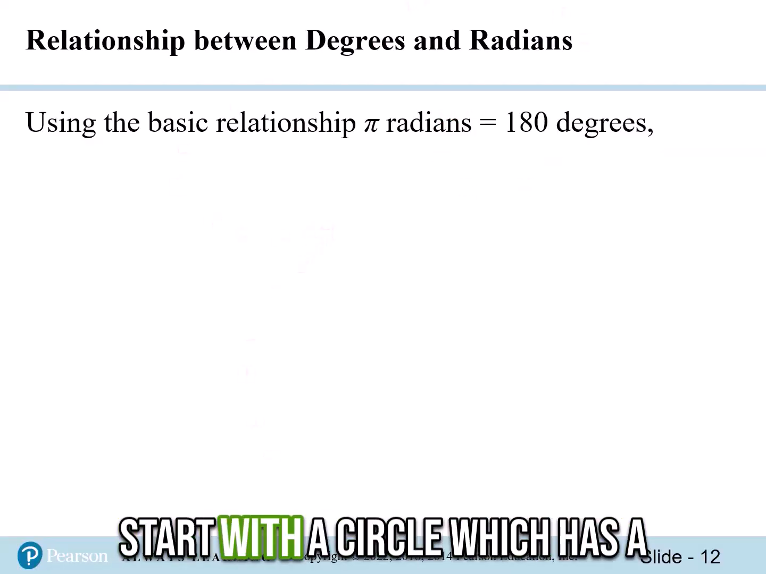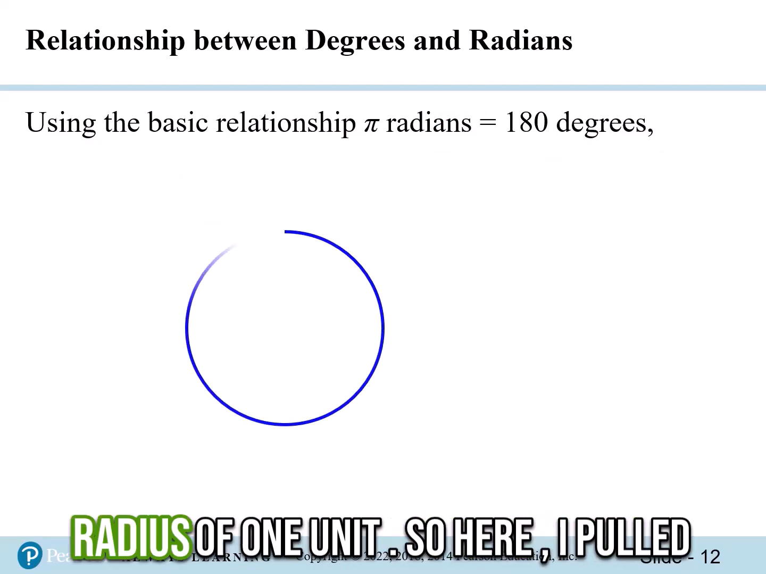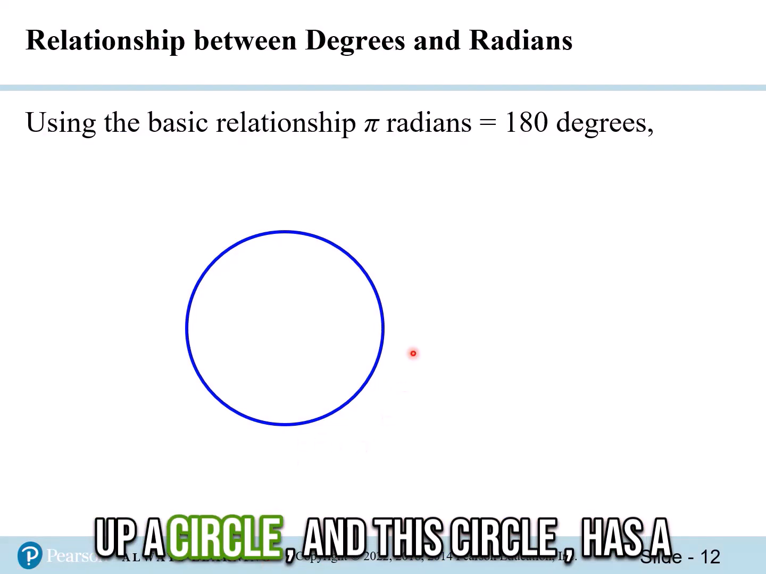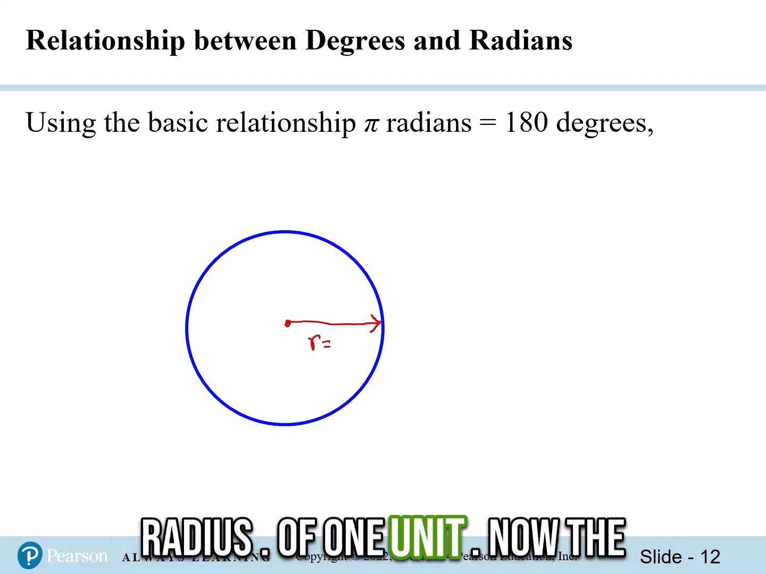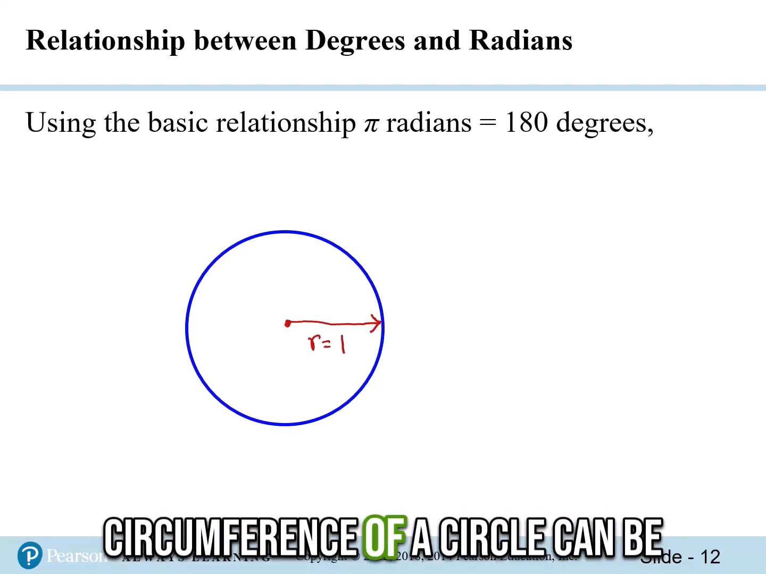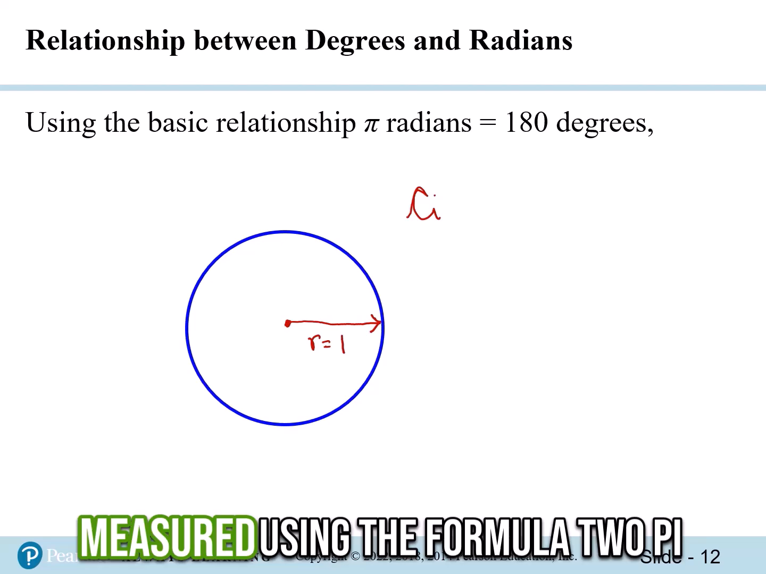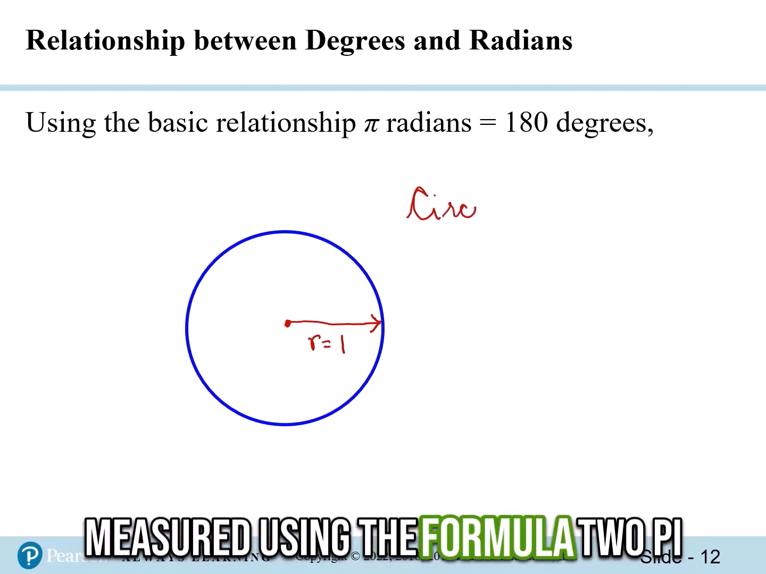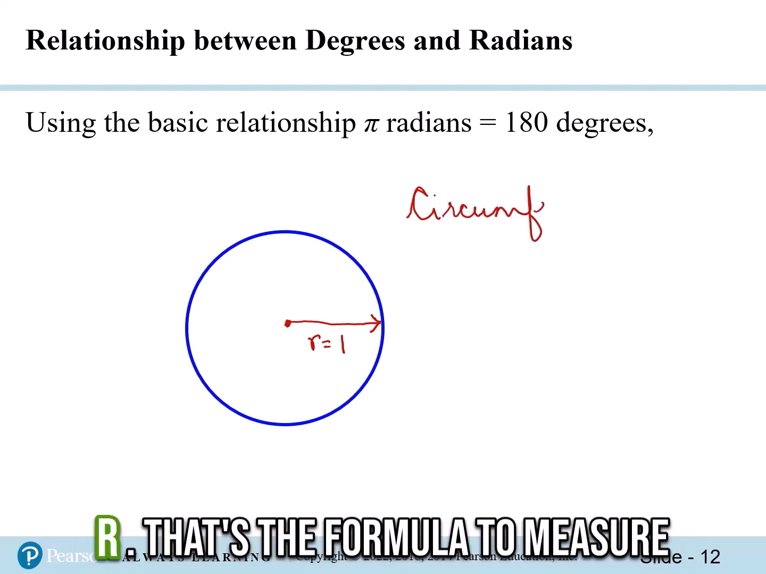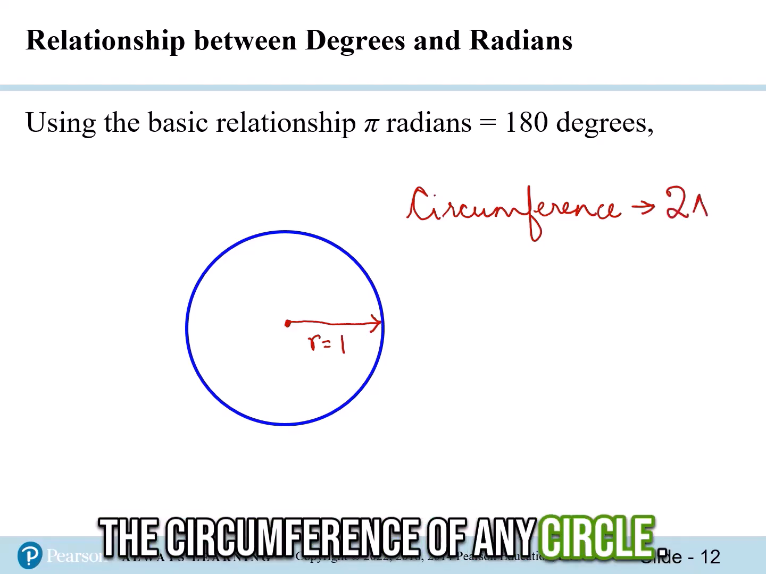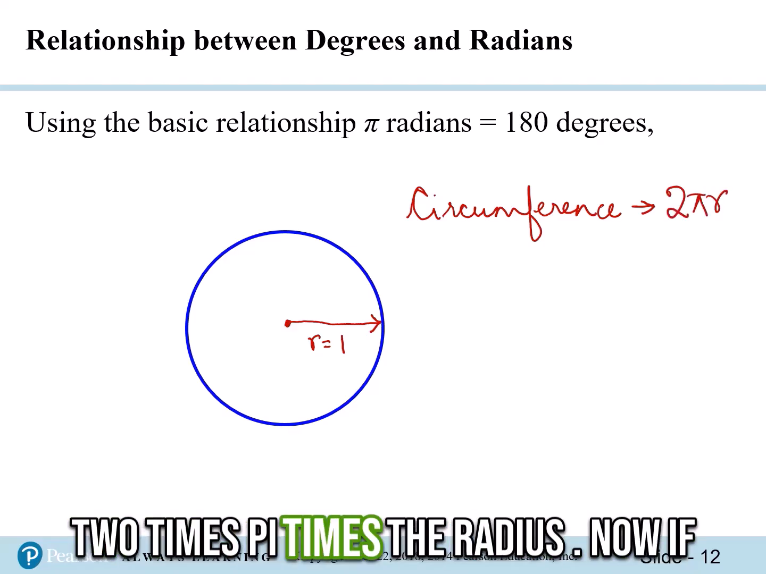We'll start with a circle which has a radius of 1 unit. So here I pulled up a circle, and this circle has a radius of 1 unit. Now, the circumference of a circle can be measured using the formula 2 pi r. That's the formula to measure the circumference of any circle: 2 times pi times the radius.